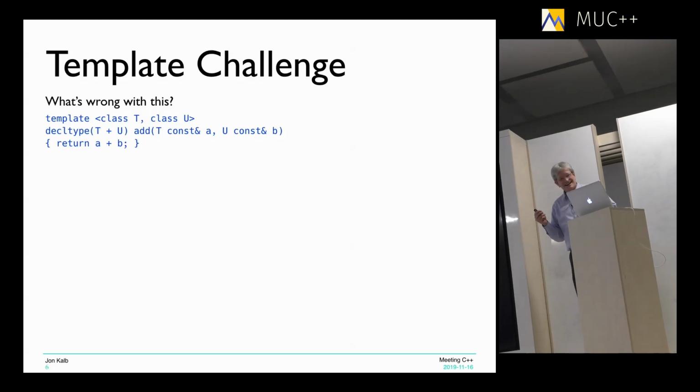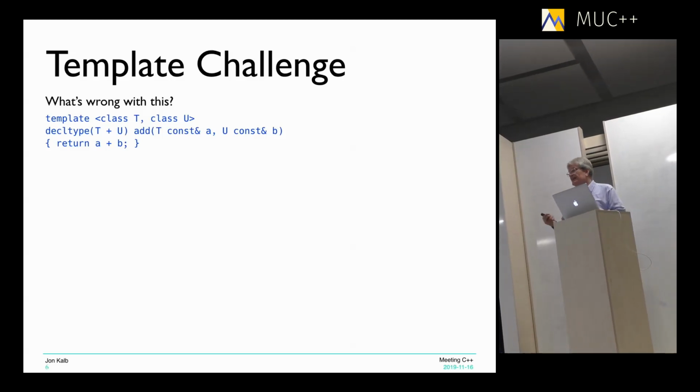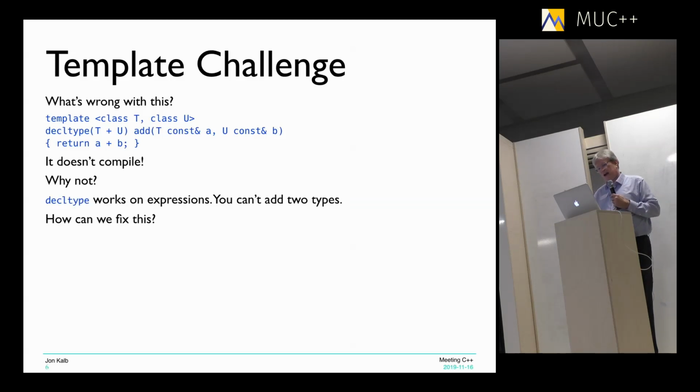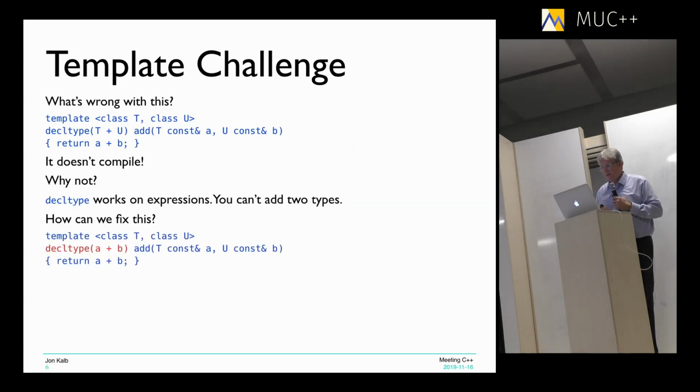No, except we don't know for certain it is noexcept, so we don't want to declare it as noexcept. It's more complicated than that. What's the problem with this? It doesn't compile because decltype doesn't take types. Decltype has to take an expression. So we don't want T and U. What do we want? We want a and b. Okay. All right. So there we say decltype a plus b.